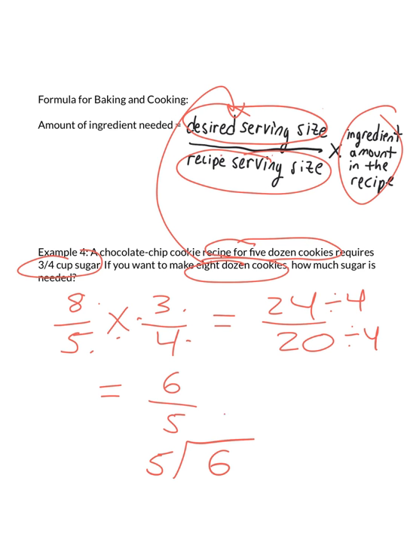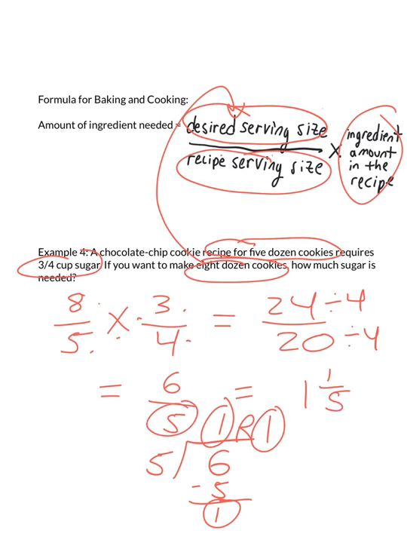So 5 obviously goes into 6 one time, which gives me 5. Subtract 6 minus the 5 for 1 again. No digit to bring down, so this 1 is a remainder. So I get 1 remainder 1. Let's rewrite it so it makes sense. So 1 is our whole number. Take your remainder 1 and throw it over the same denominator, which is 5. So now we can see the final answer. If we wanted to make 8 dozen cookies, we would need 1 1/5 cup of sugar.